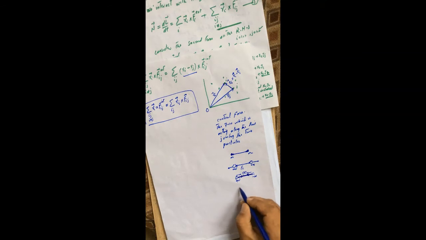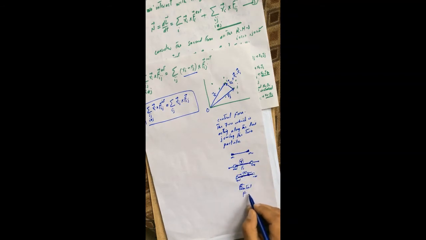So it means that this central force, these are vectors, this is the vector r, the distance between the two particles. So this force is either parallel to this r, or anti-parallel to r, this central force.